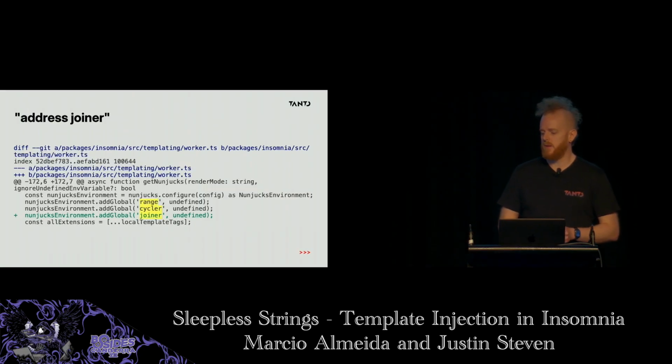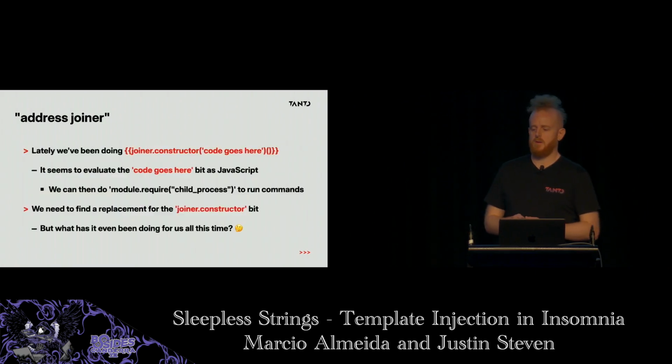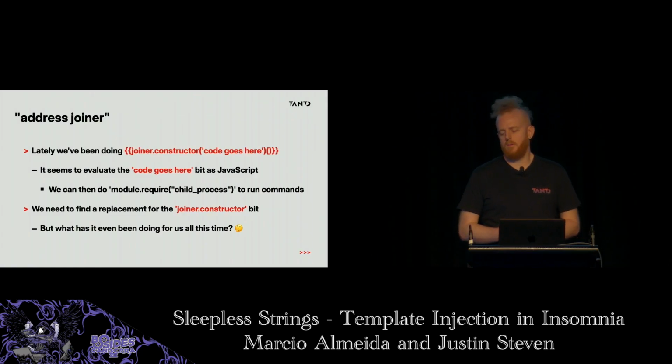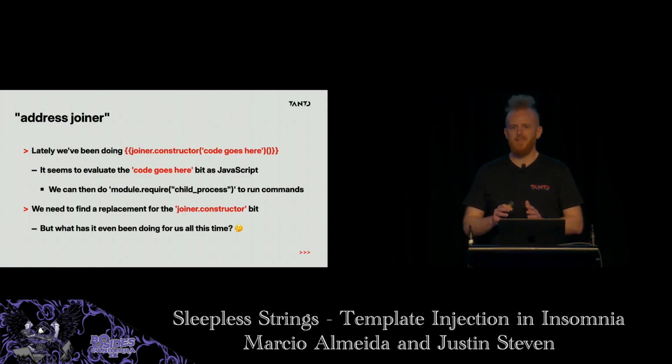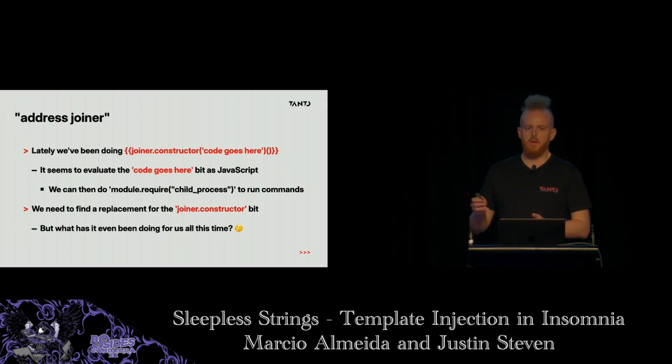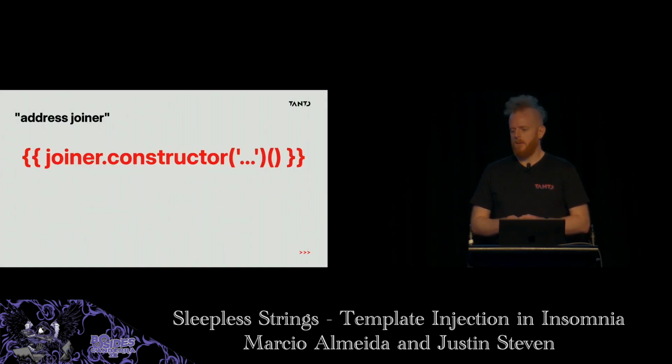So as far as joiner goes, the third of our 3 stooges has been kicked out of the Nunjucks environment, and so we can't use range constructor, cycler constructor, or joiner constructor, which begged the question for us, what had that been achieving for us in that payload so far? Because we had a kind of vibe of what it was doing. It seemed to set up like a bit of an eval sink, so we could kick off arbitrary JavaScript, and then from there, pull in child process. So we need to find a replacement for that joiner constructor bit.